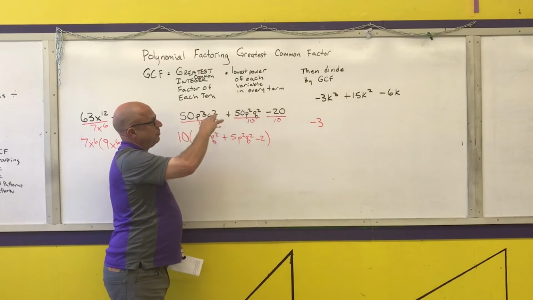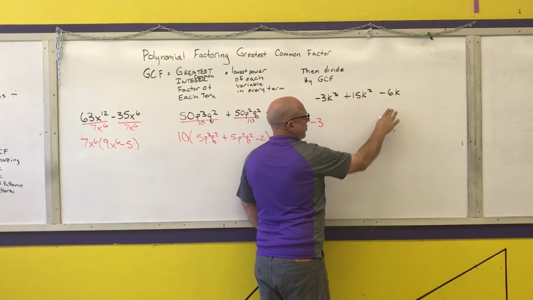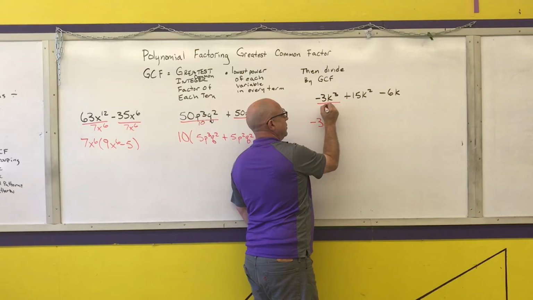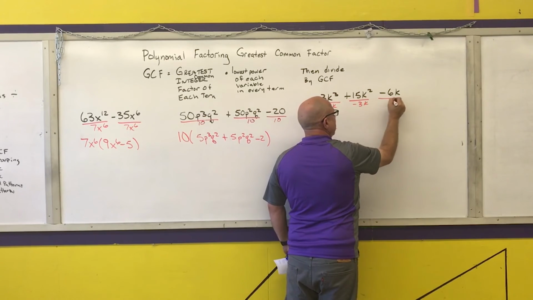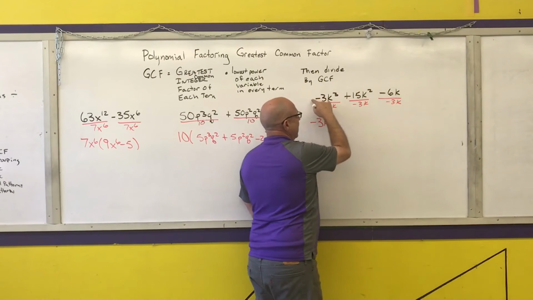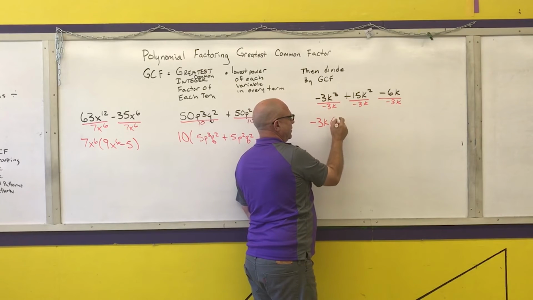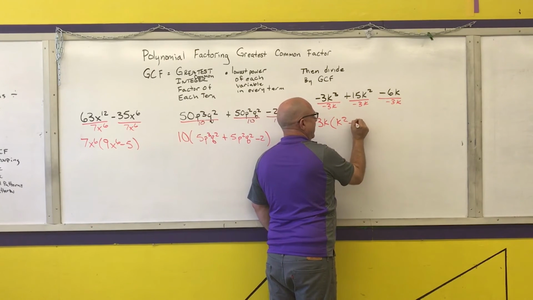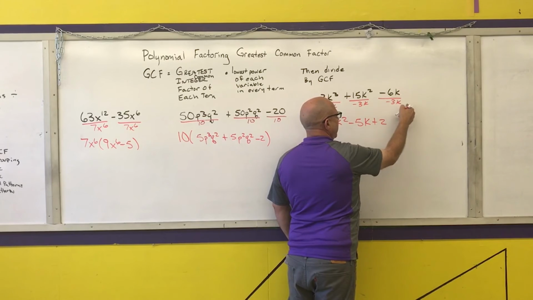Next, I write the lowest power of each variable in every term. K appears in every term. The lowest power of k is k to the first. Then I do division. Negative 3 divided by negative 3 is 1. K cubed over k is k squared. 15 divided by negative 3 is negative 5. K squared over k is k. Negative 6 divided by negative 3 is a positive 2. K over k is 1.